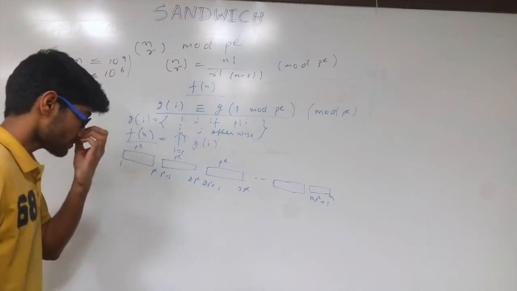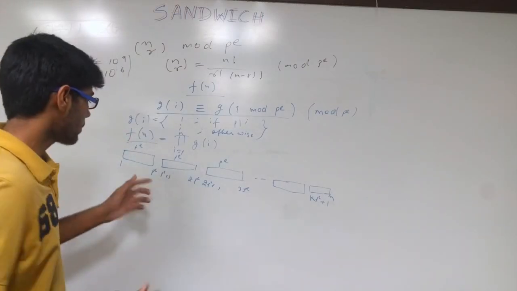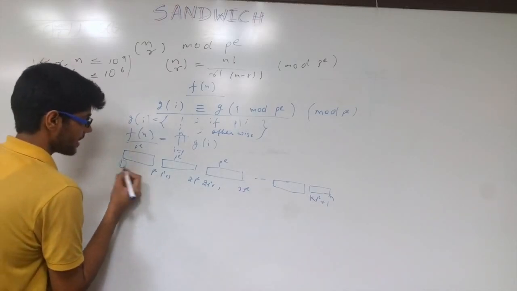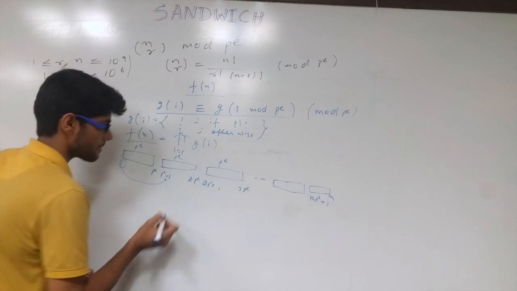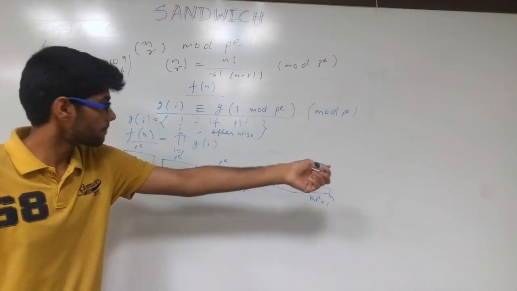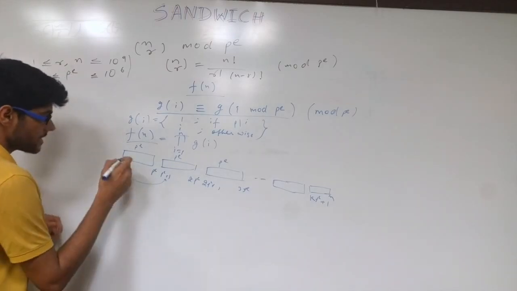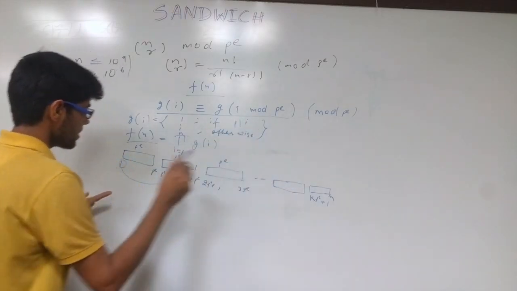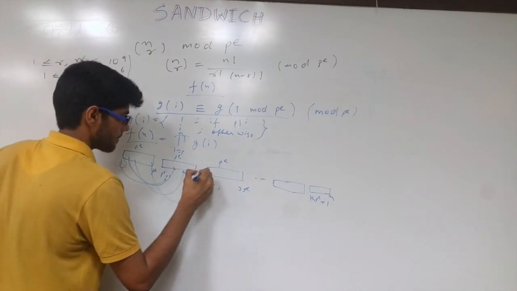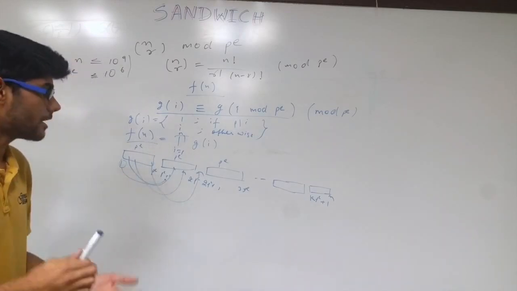Firstly, the product of any two blocks is the same. Why? Because at 1 the value is the same as at p^e plus 1. Why? Because g(i) equals g(i plus p^e). At any i, g(i) is the same as g(i mod p^e). So at 1 it's the same as this, at 2 it's the same as this, at 3 it's the same as this, and at p^e it's the same as at 2p^e. So if we consider any two blocks, their values are the same.